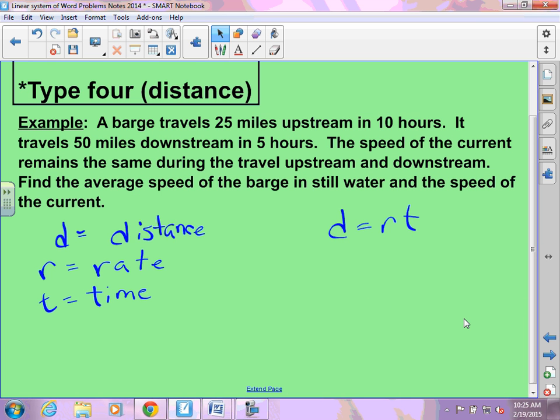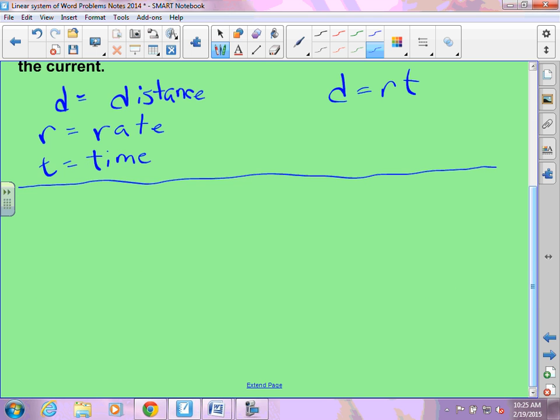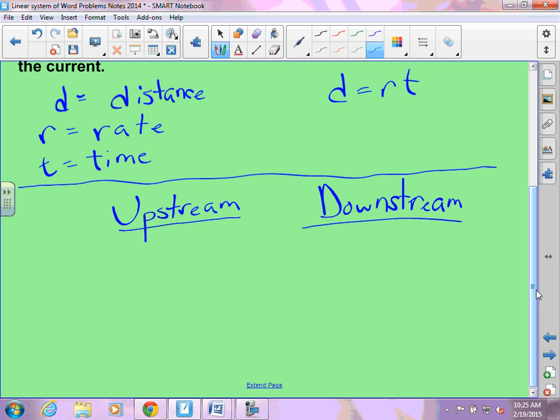Take a look at upstream versus downstream. So this is the main information, and now we're going to use it. I'm going to first of all look at upstream. And then I'm going to do downstream. And I'm essentially trying to find the rate.